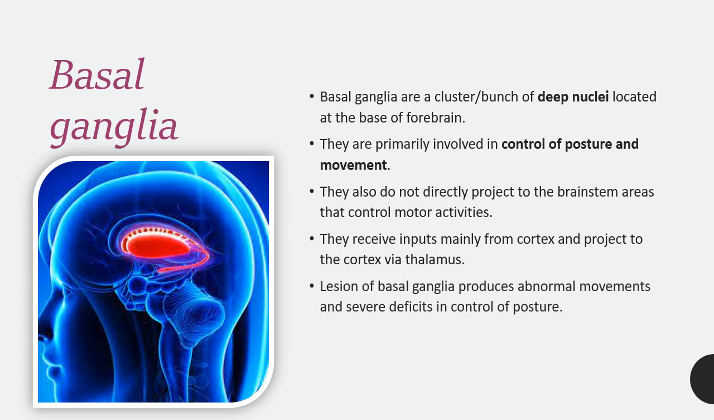As an introduction, the basal ganglia are a cluster, a bunch of deep nuclei located at the base of the forebrain. They are primarily involved in control of posture and movement. They also do not directly project to the brainstem areas that control motor activities. They receive inputs mainly from the cortex and project to the cortex via the thalamus. Lesion of the basal ganglia produces abnormal movements and severe deficits in control of posture.